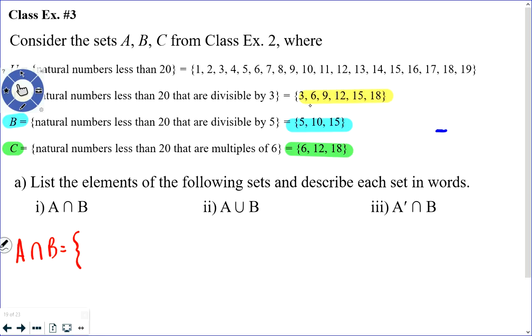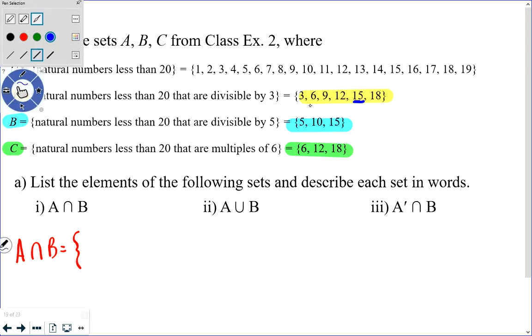So let's start with 3 in the yellow set. 3 is not in the blue set. 6 is in the yellow but not in the blue. 9 is in the yellow but not in the blue. 15 is in both. And that's the only number. This is the only element that is in both set A and set B. Sorry for that. It's A and B. So the intersection of A and B is this set.